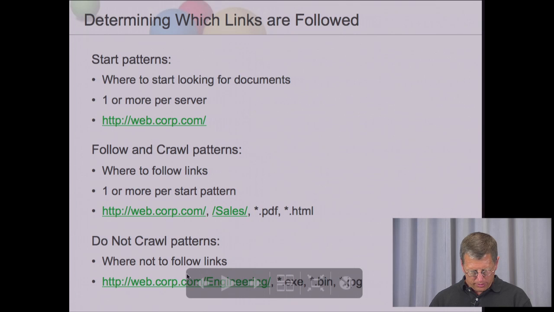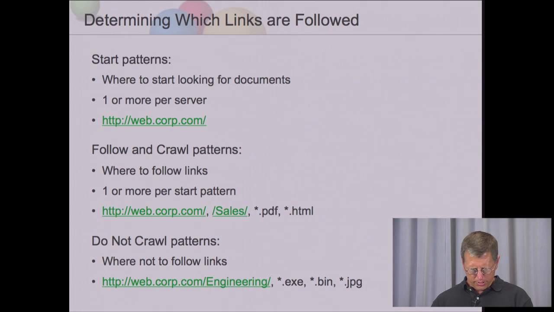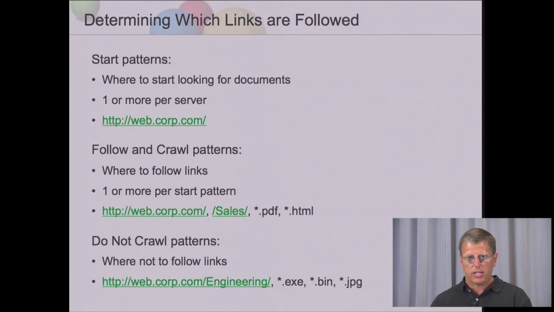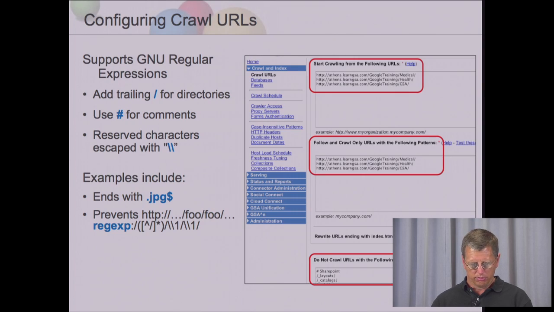You can also specify blacklists, or do not crawl patterns. So, web.corp.com/engineering. You could specify do not crawl patterns down here, in which case web.corp.com/engineering would not be included. If we found links into this directory, this might be sensitive information. Those documents will not be fetched and indexed. And EXEs, bins, JPEGs, these are types of documents that you may not want to include in an index.